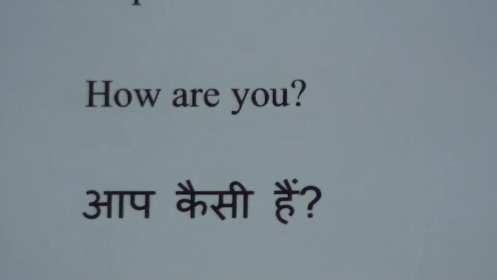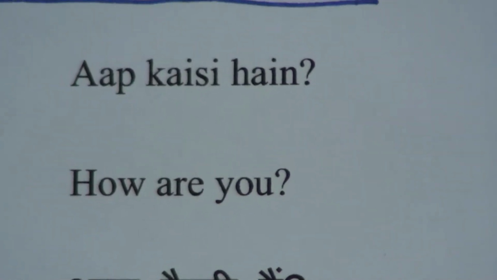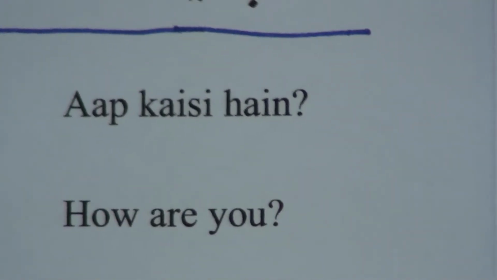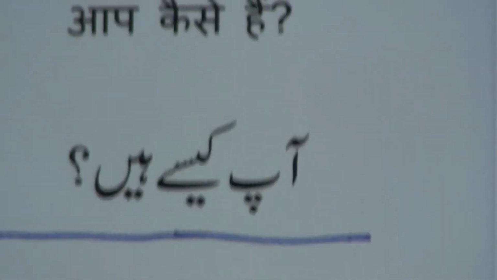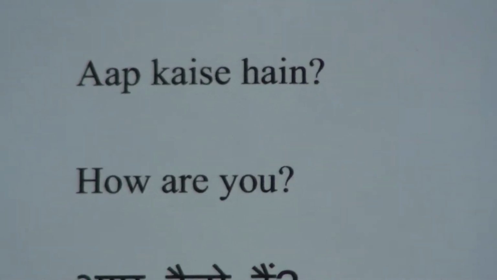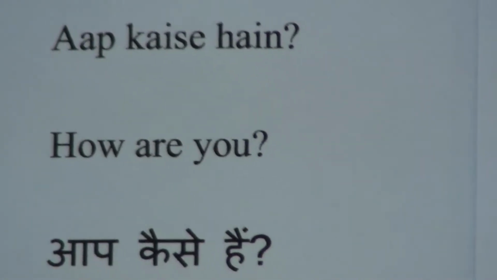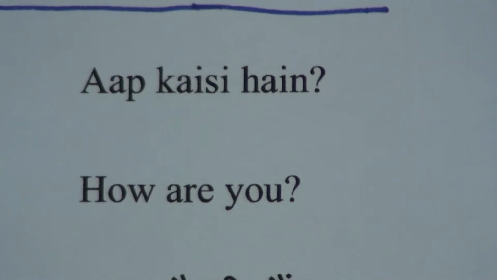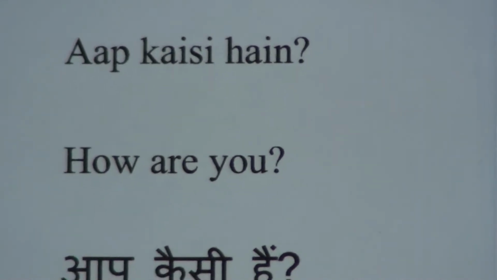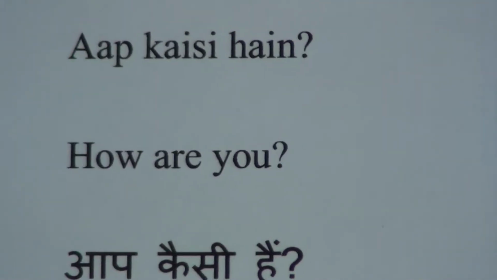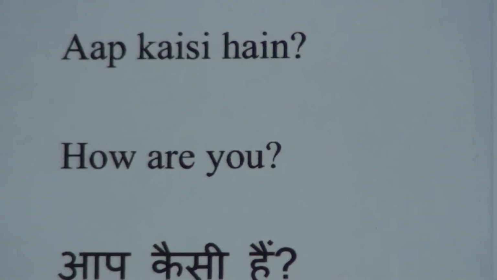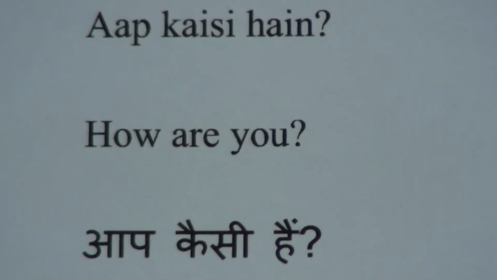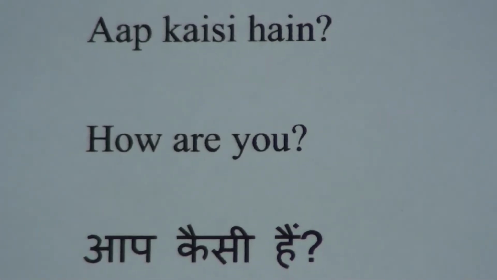आप कैसी हैं? How are you? The earlier sentence was आप कैसे हैं? How are you? But this sentence is आप कैसी हैं? So if both mean how are you, then what is the difference between आप कैसे हैं and आप कैसी हैं?